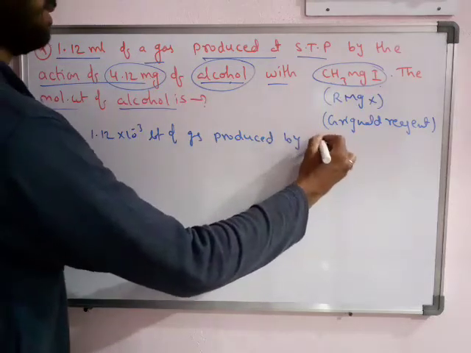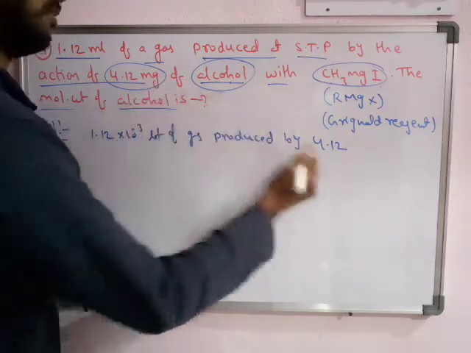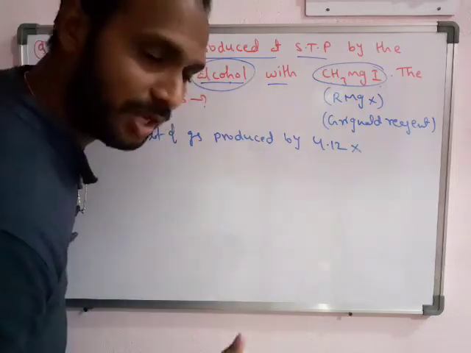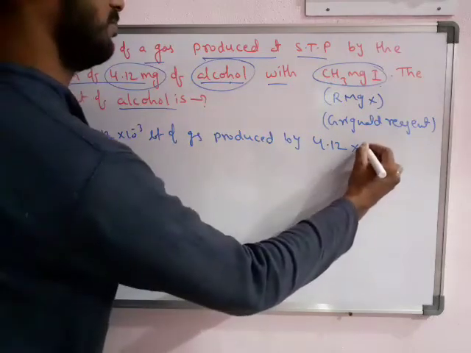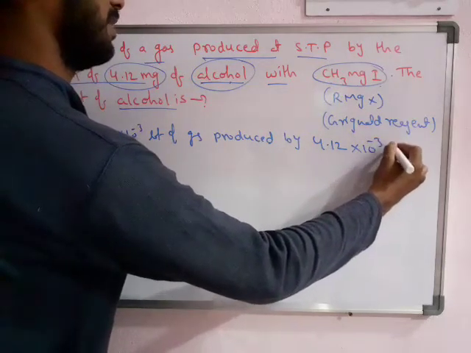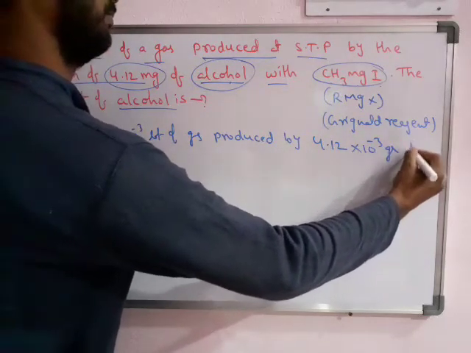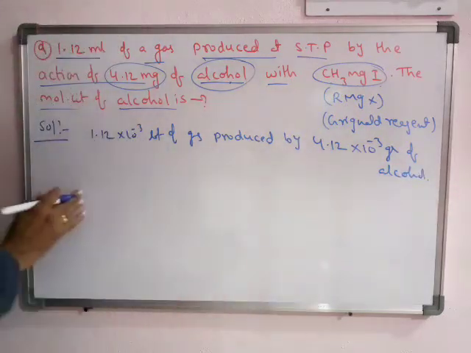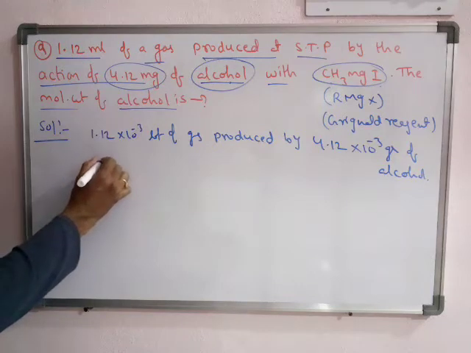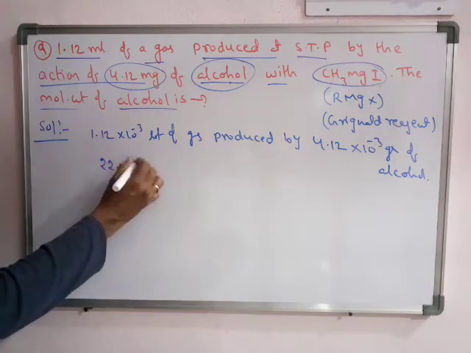How many milligrams? So 1.12, converted into grams, because molecular weight is always indicated in terms of grams. That's why we are converting into grams. So 10 to the power minus 3 gram of alcohol. Then what about 22.4 liters?